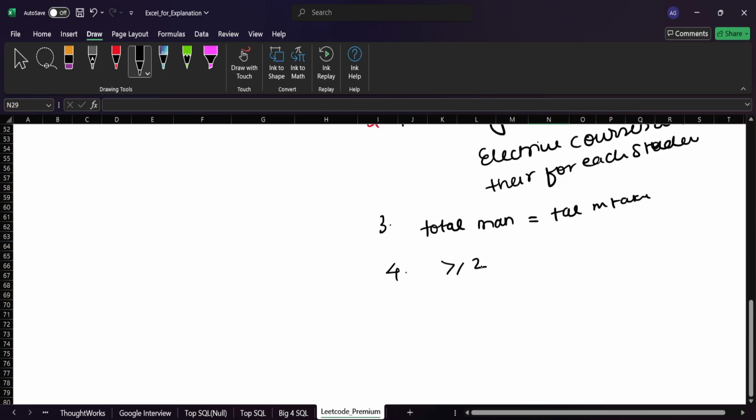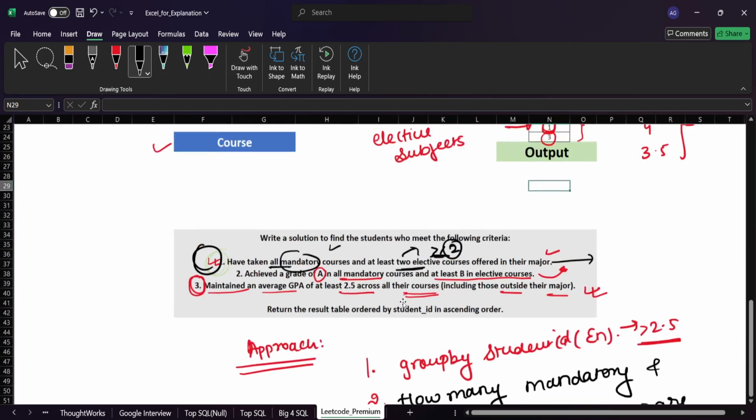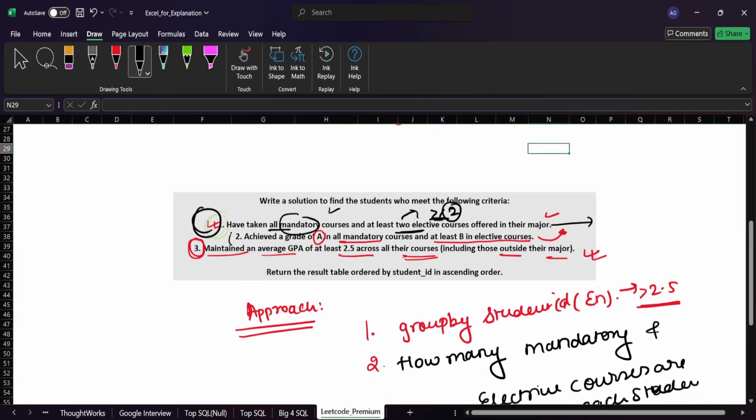And second, the elective count should be greater than or equal to 2. Okay. Now, let's talk about condition 2. Achieve a grade A in all the mandatory courses.